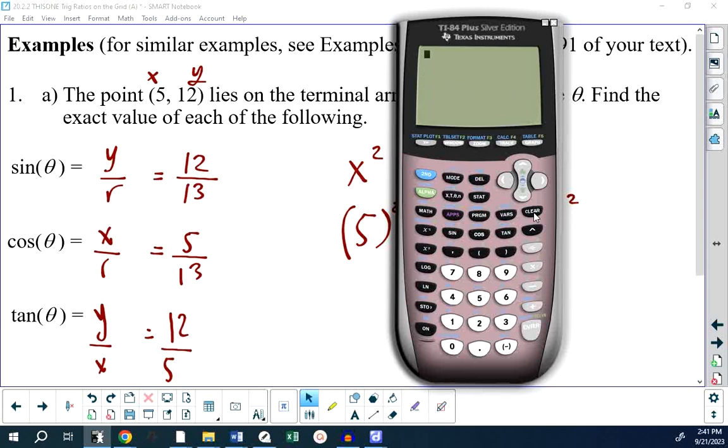When I take the cosine of that angle, I get this number. What is 5 divided by 13? That number. When I take the sine of that angle, I get 0.9230. That's 12 over 13. That's what it means. Okay? Let's move on.